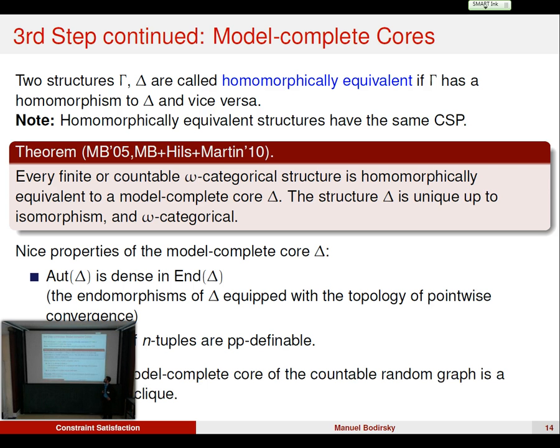All right. So this is the third step. Just an example: the model complete core of the random graph. What is it? Well, the random graph contains an infinite clique. You can certainly map the random graph to this infinite clique and the infinite clique back to the random graph, so they are homomorphically equivalent. And this infinite clique is a model complete core. The random graph is not, because it's not a core. It's model complete, but it's not a core.